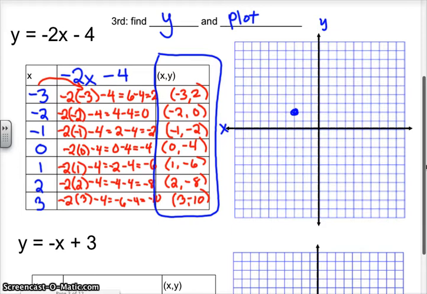The point negative 2, 0, I'm just going to the left 2, and it looks like I just stay there. I'm not going up or down. Negative 1, negative 2, I go to the left 1 and down 2. 0, negative 4, I just stay at the origin and then go down 4.